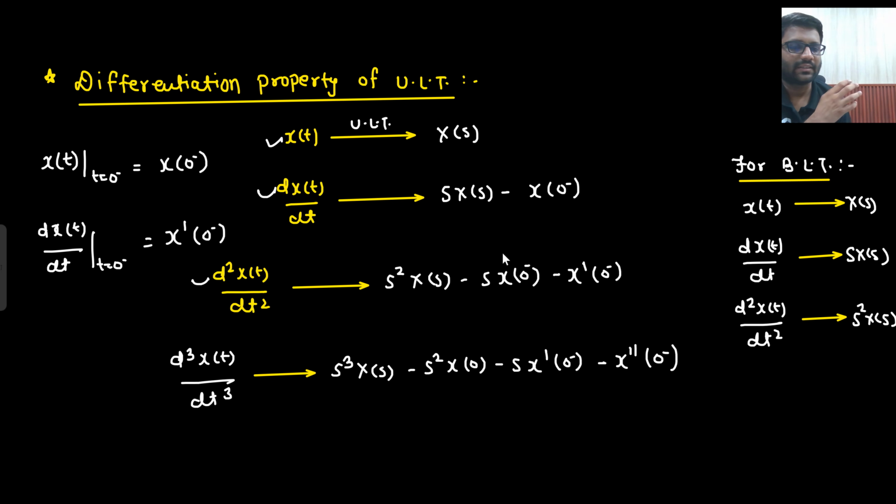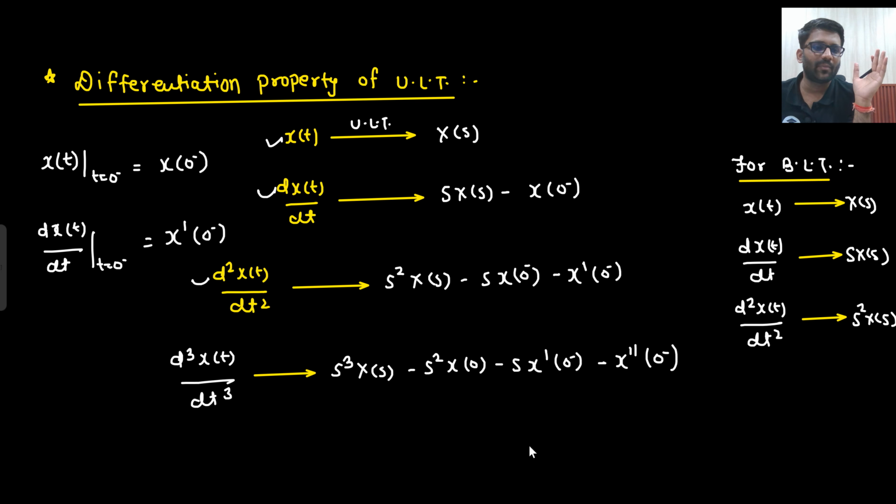S cube X of s minus s square x of 0 minus minus s x dash 0 minus minus x double dash 0 minus. 2 differentiation, 1 differentiation. 3 differentiation, 2 differentiation. Okay. So you need to remember these results. These are the properties which are different. Rest all properties are the same for unilateral and bilateral.